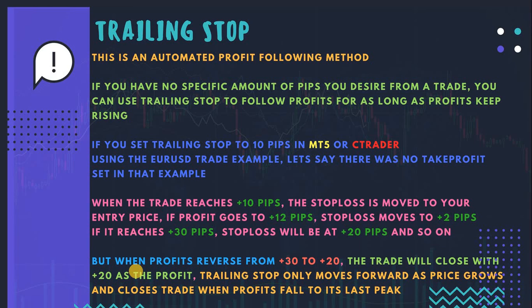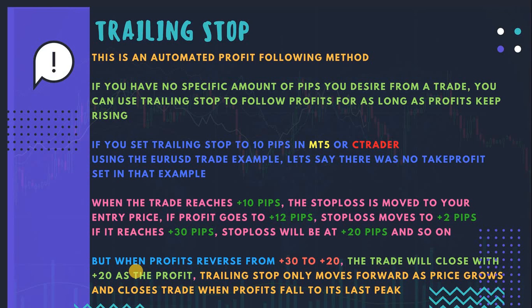Next is the trailing stop. This is an automated profit following method. If you have no specific amount of pips that you desire from a trade, you can use the trailing stop to follow profit for as long as profits keep growing. For example, you have a trade and you don't have an idea where to put your take profit because you feel the trade might go very far. You can use your trailing stop to follow the profits till the profits reverse. Then your trailing stop will close and give you what it has made so far.